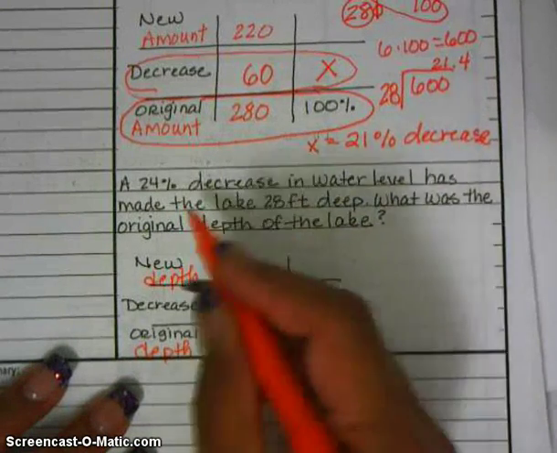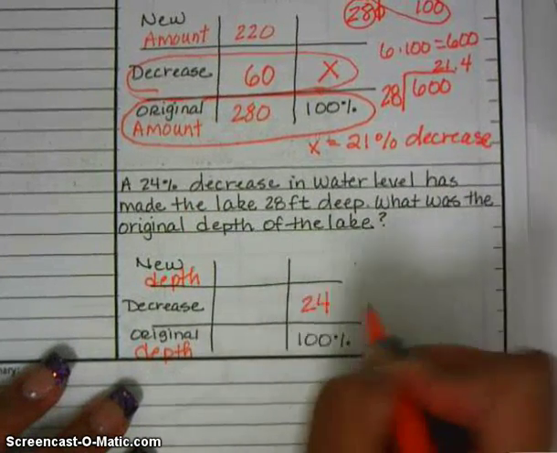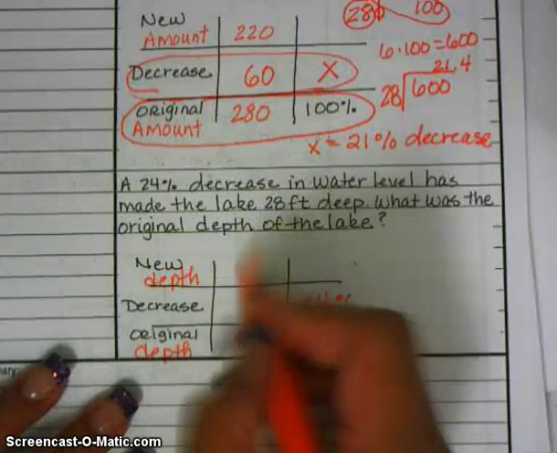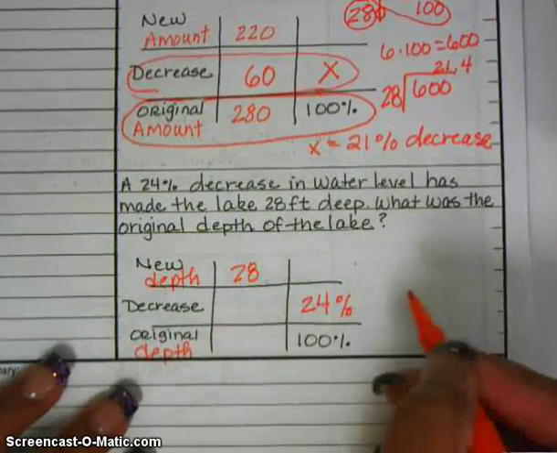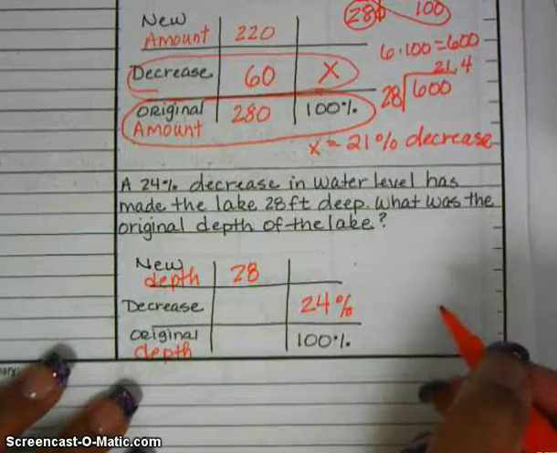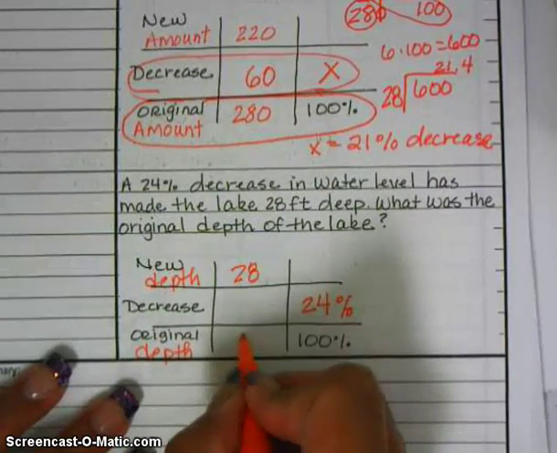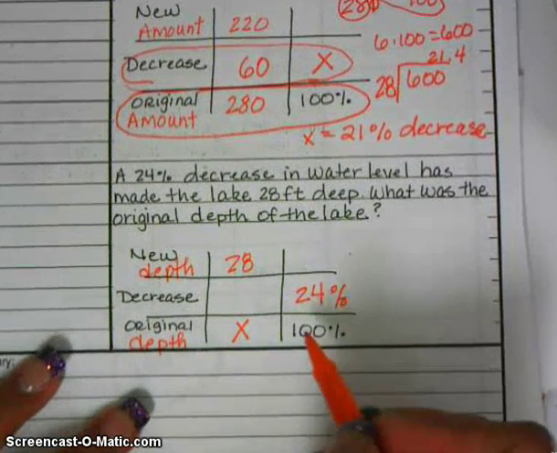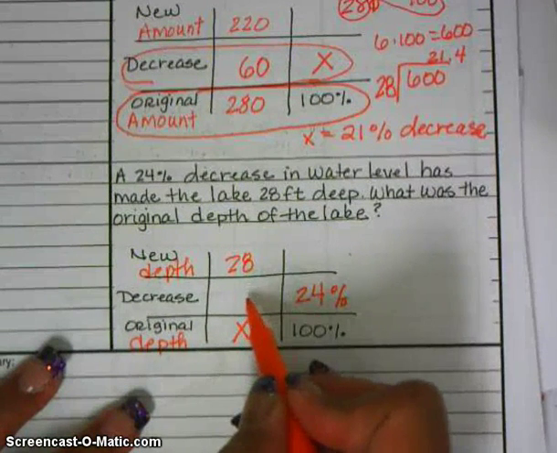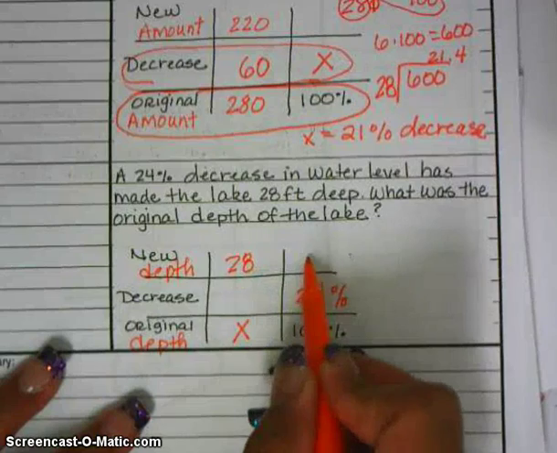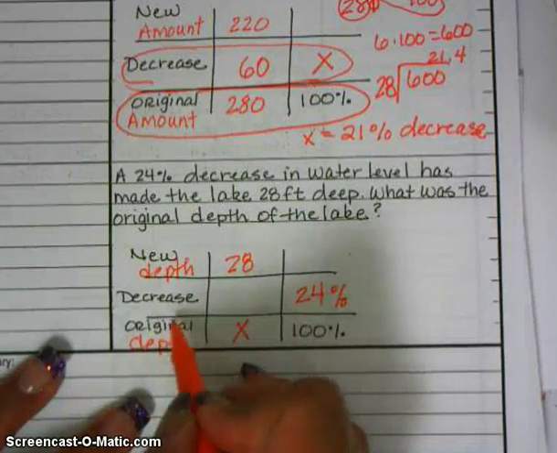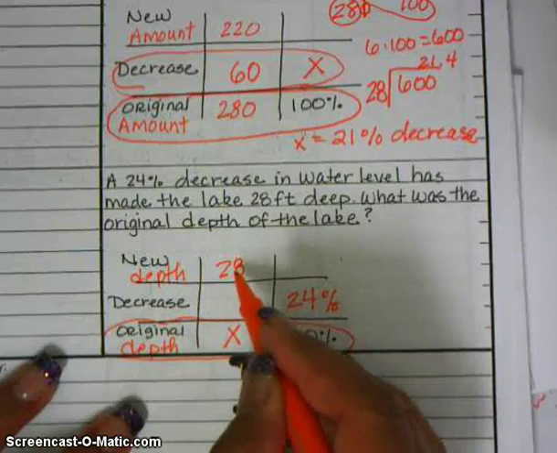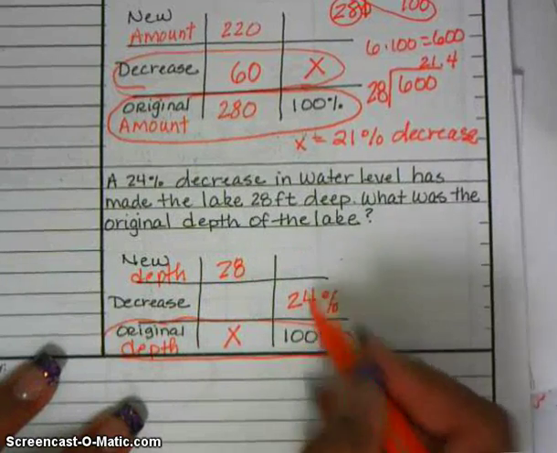Okay, so I have a 24% decrease. That's going to go here. I know that my lake is now 28 feet deep, so that is my new depth. And the question is asking for the original. How deep was the lake originally? Okay, so once again, I need this missing. I'm going to need this up here because I need to use the X and I need to use this amount here. So I can work backwards.